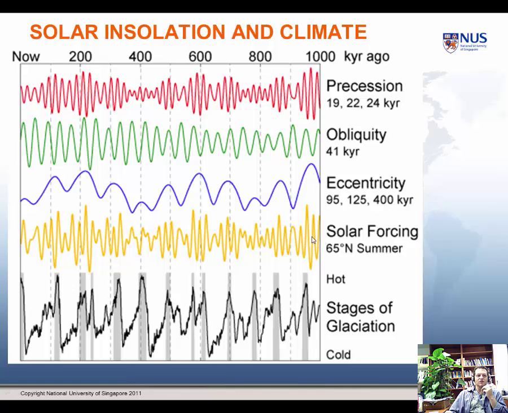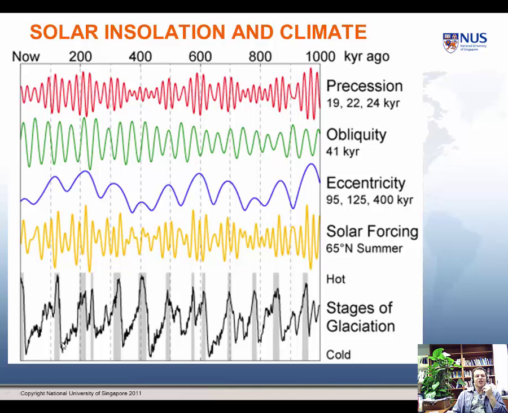This is at 65 north in summer, but that's irrelevant for our discussion at the moment. Right at the bottom here are the stages of glaciation that we've experienced over that same 1,000 kiloyear period. So that's a million years, 1,000 times 1,000. And with this particular bottom graph here, basically hot is at the top and cold is at the bottom. So when it's down here, we're having a glaciation.